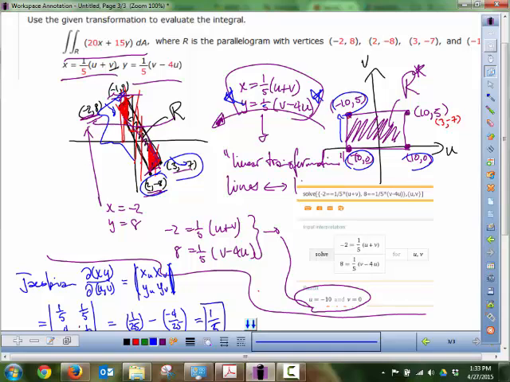Yeah? How do you go through the 3 by 3? It's like the cross product. Oh, okay. It's like the number and then the determinant of the 2 by 2 submatrix. Okay.